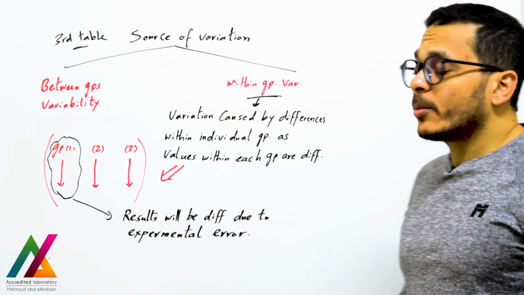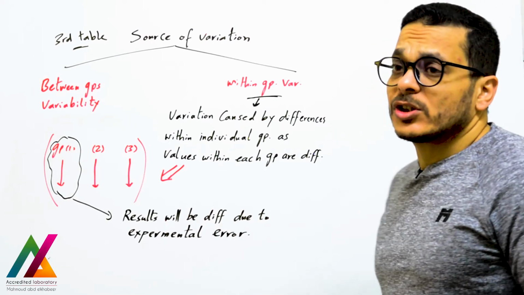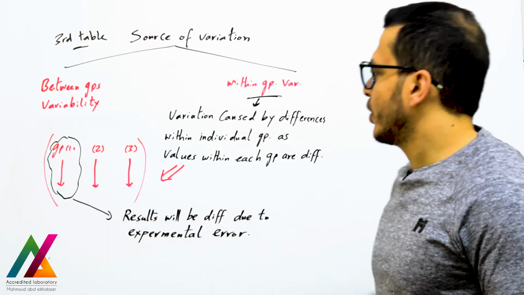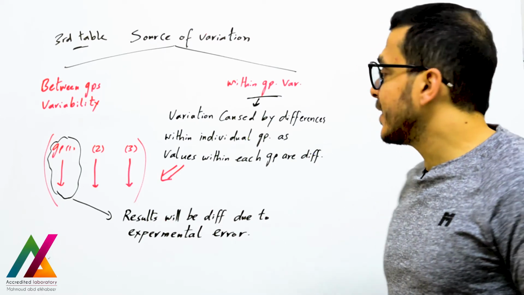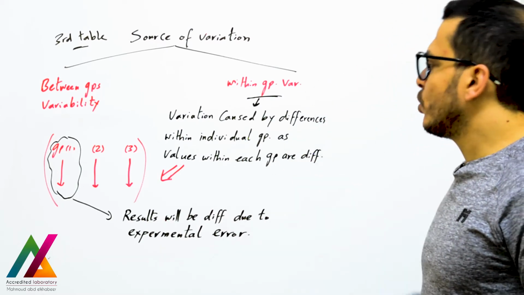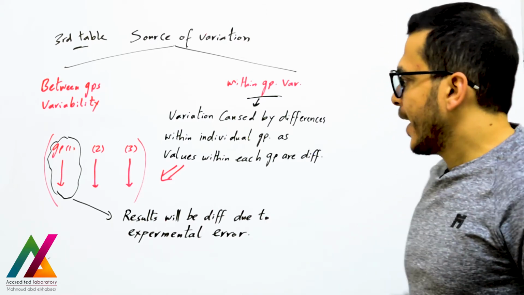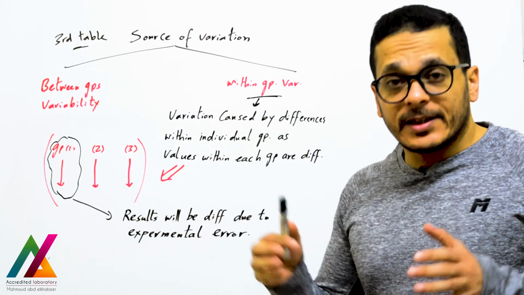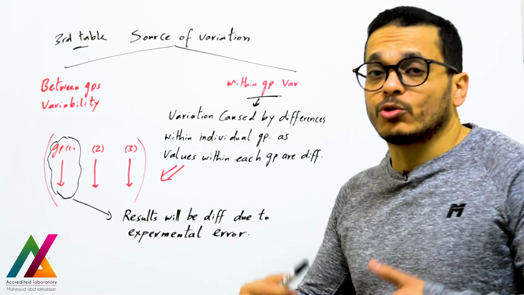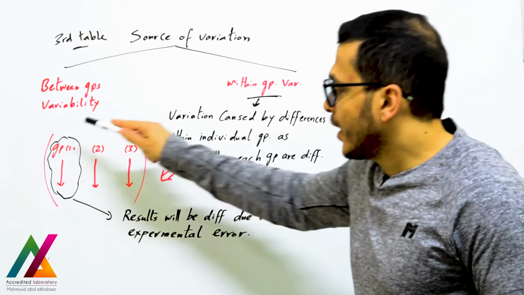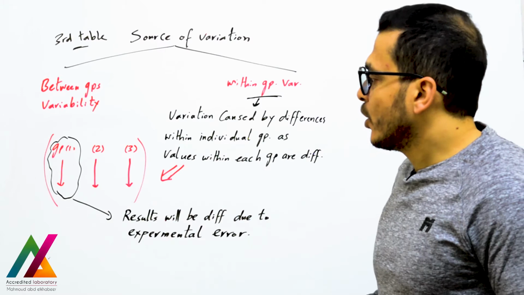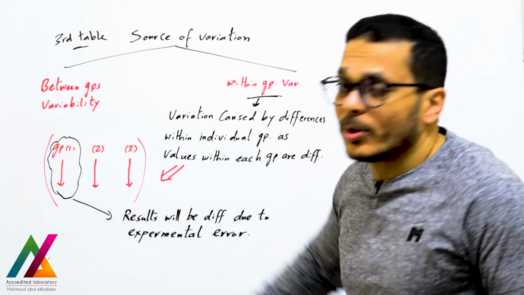But for within group variability, the errors will be within each group. Variation here is caused by differences within the individual group, as the values within each group will be different. As here in this example, if you have different instruments used to analyze the same target analytes and you got the results, you found that the results within the group are different.